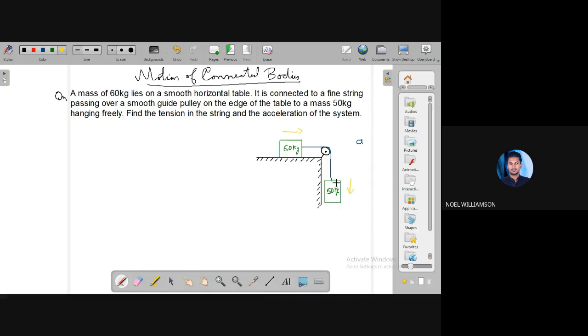So both are having the same acceleration. Okay. And the tension in the string here and here.